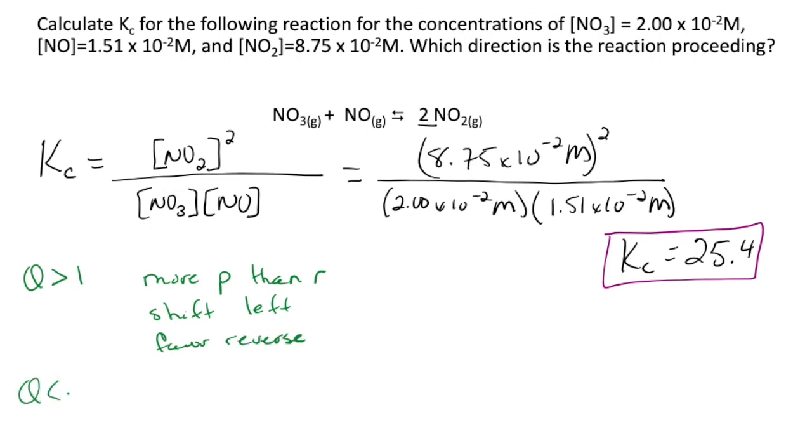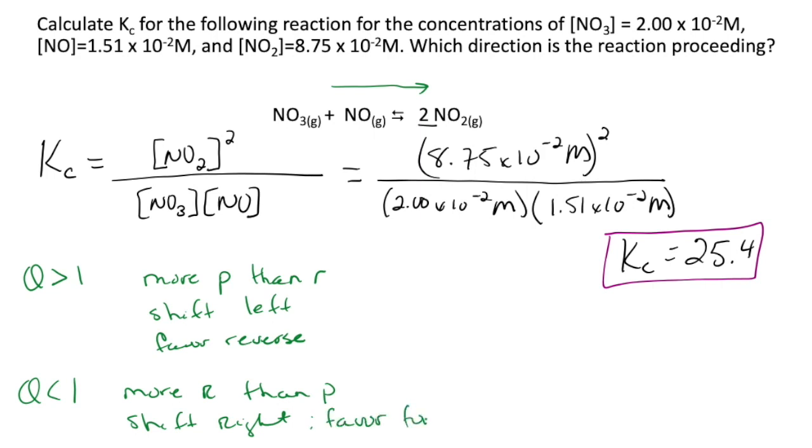If the quotient is less than 1, then we have more reactants than products. And this means that the reaction will shift to the right from the reactants to the products and favor the forward direction.